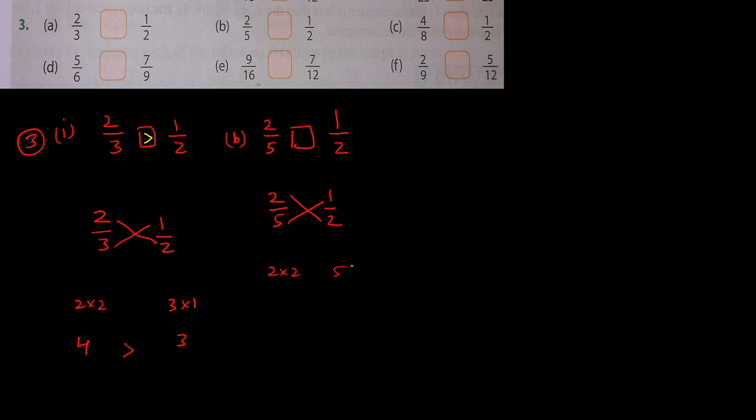2 2s are 4, 5 1s are 5. Which is greater? 5 is greater. So we will use which sign? This sign. Okay. Next, C.